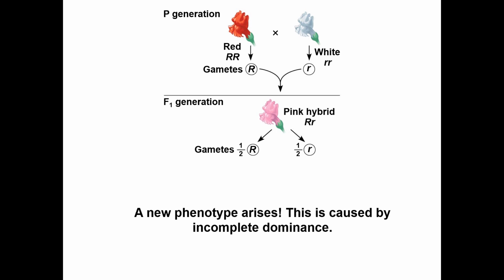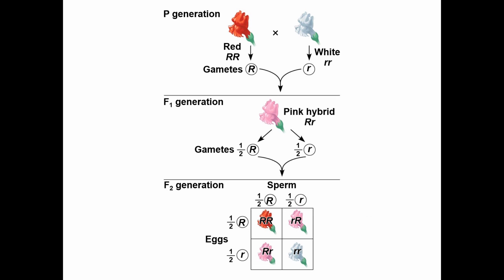Incomplete dominance happens when one allele of the dominant gene is not enough to give the dominant phenotype. In this situation, you will end up with one red, two pink, and one white. When incomplete dominance happens, the phenotypic ratio is going to be the same as the genotypic ratio. In this case, that's 1 to 2 to 1.